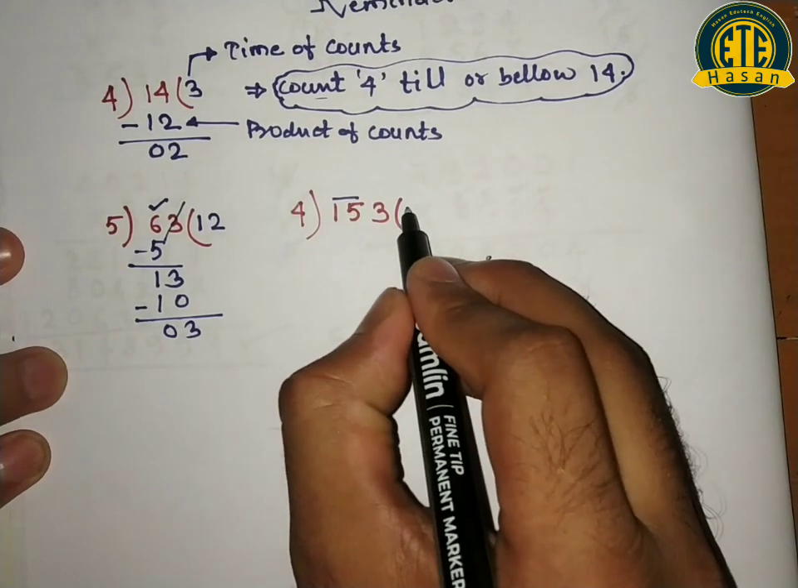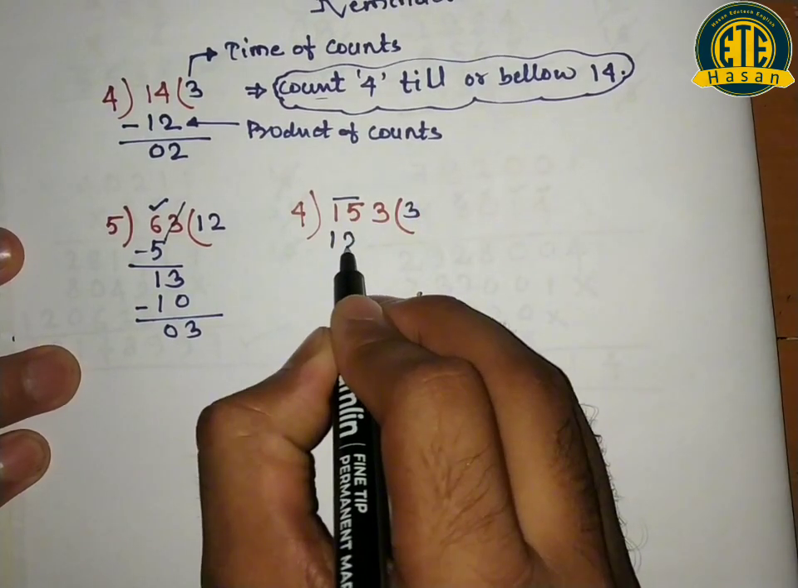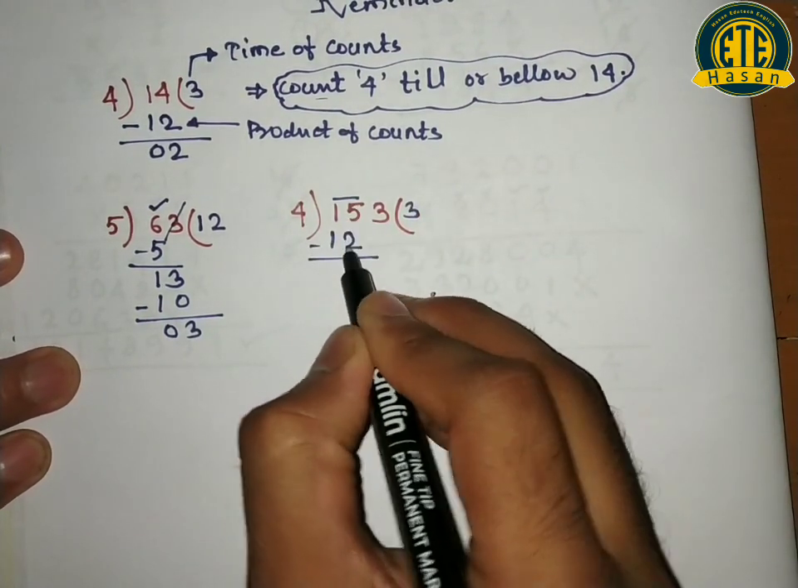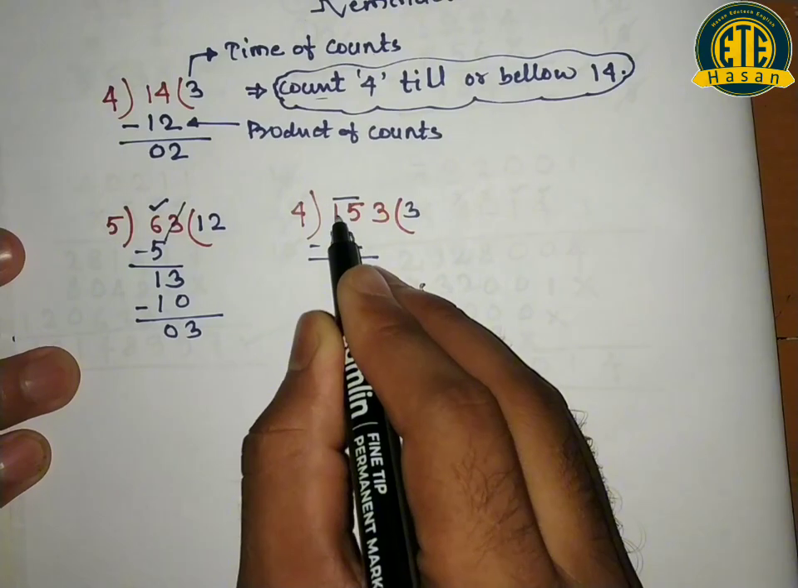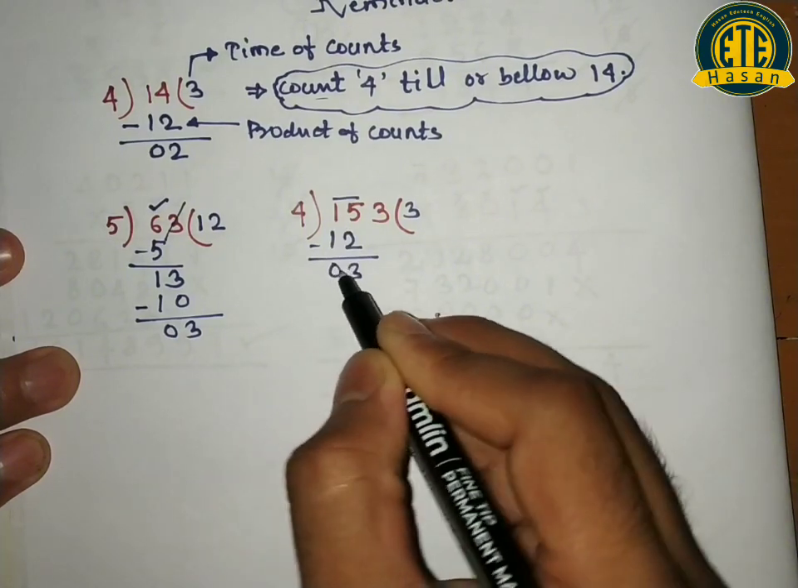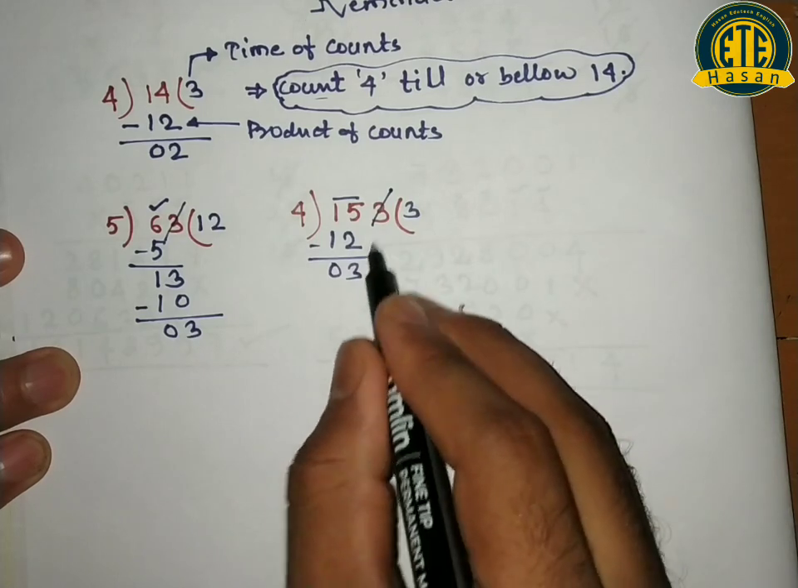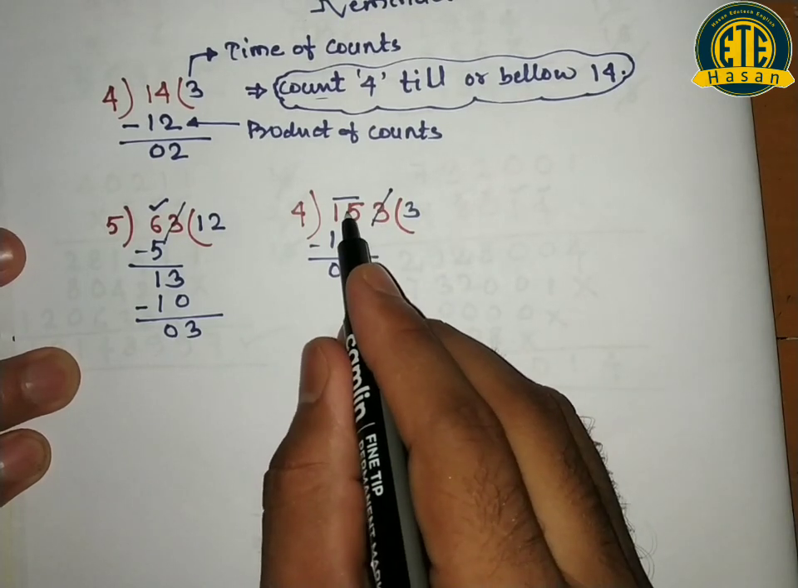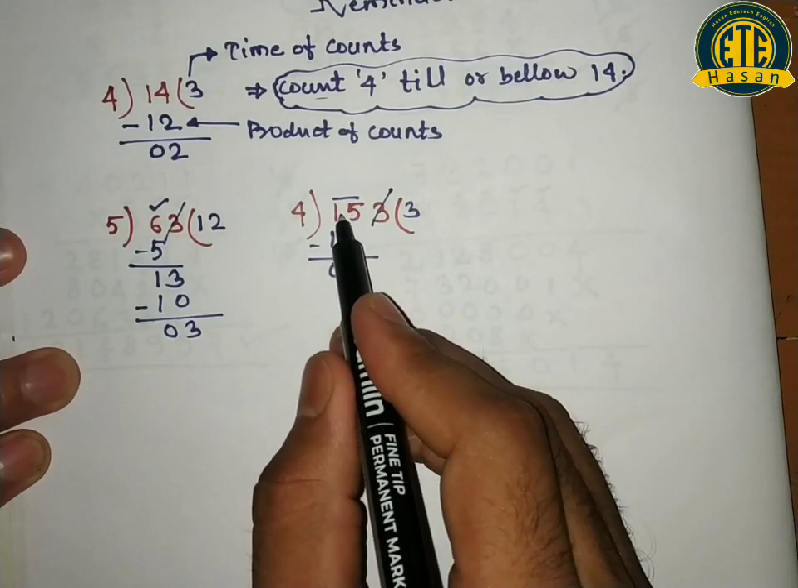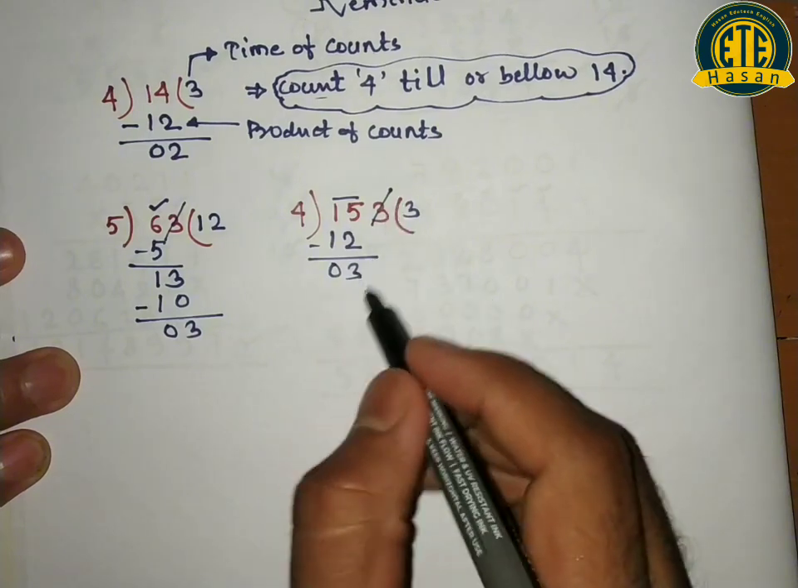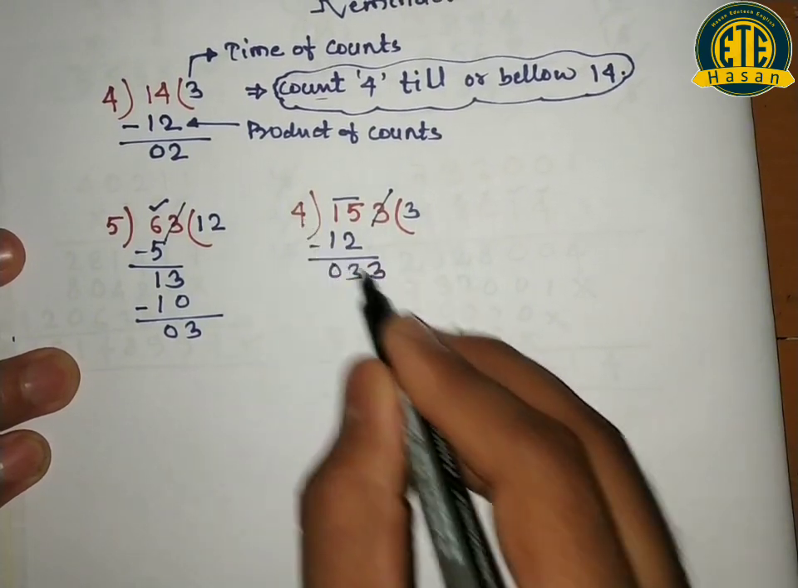So 4 threes are 12. 3 times count will be 12. Now 5 minus 2 will be 3. 1 minus 1 will be 0. So after subtracting, we have to note down from the dividend. The dividend here is 3, just to the right side of 15. Write down here 3. Now count 4.